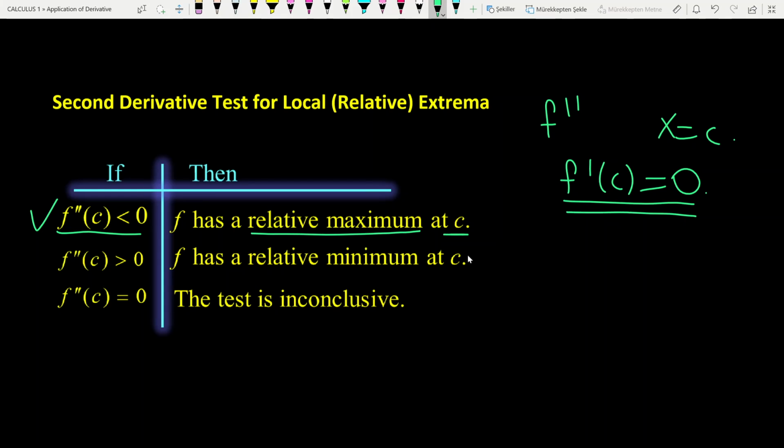If f prime of c is equal to 0, and the sign of f double prime of c is positive, in this case the point c becomes a relative minimum point. Again, if f prime of c is 0 and f double prime of c is also 0, in this case the test does not work. It is inconclusive. We also can apply this test to find all relative extrema.